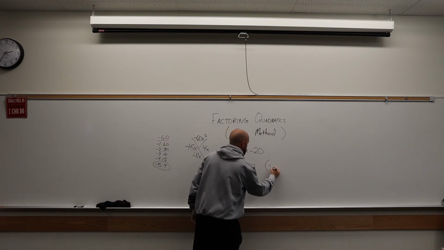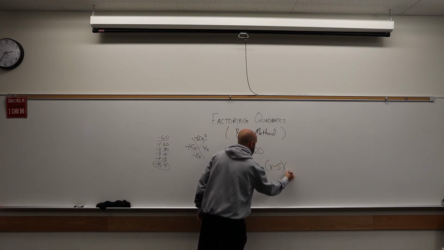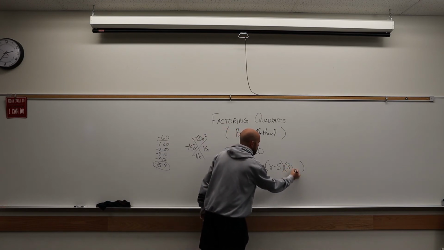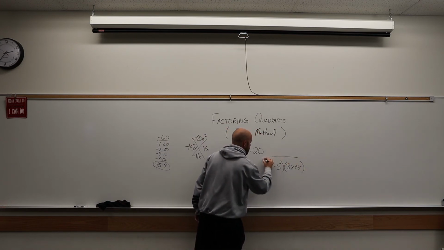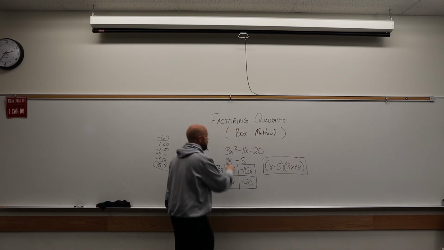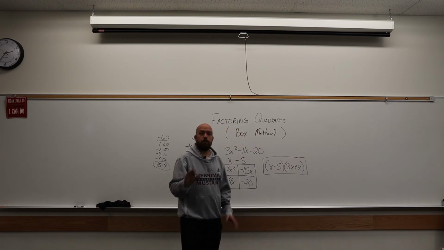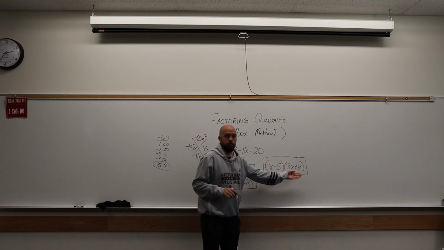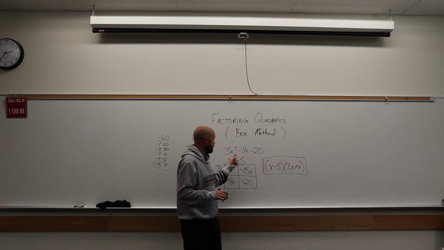One of the factors is x minus 5. The other one would be 3x plus 4. And there we go. We have now factored this original problem. And remember, you can always check to make sure that you've done it right by distributing. If I multiplied this out, I should get this answer.